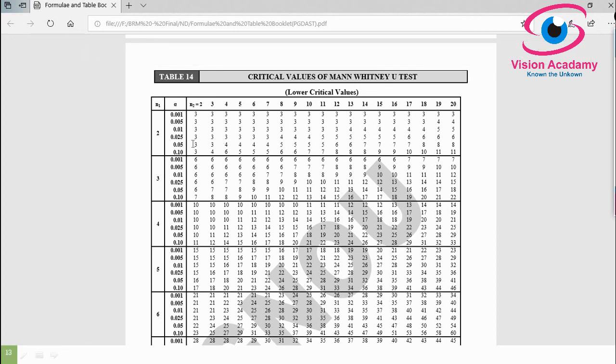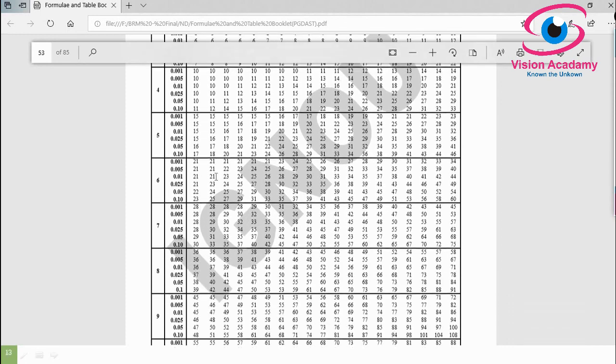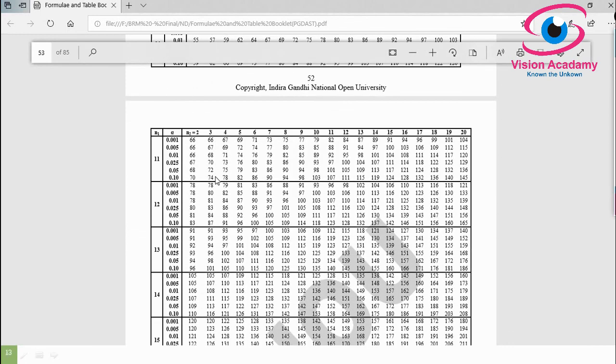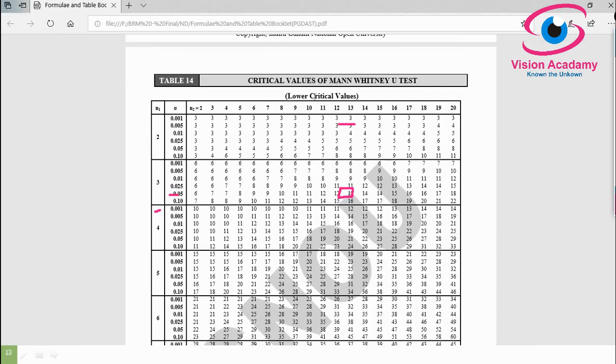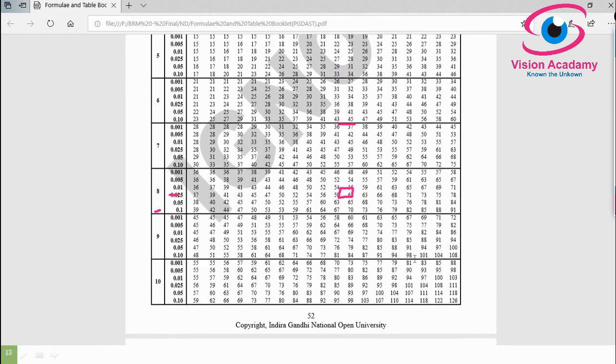So here our N1 is 12 and N2 is also 12. Let us see the value for the 0.005 level of significance. Here N1 is 12, and N2 is 12, and for 0.005, that value is 106. This is the lower critical value. In the Mann Whitney U-test table, we have both the lower critical value and the upper critical value.